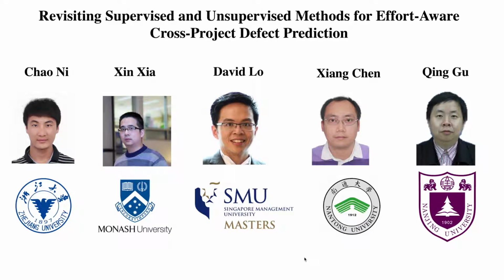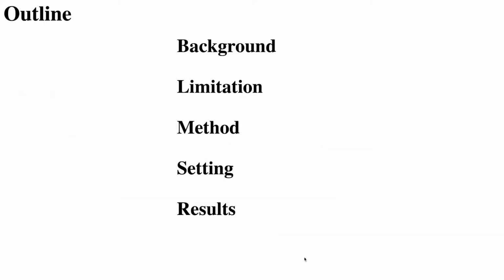I'm going to introduce our work, which is named Revisiting Supervised and Unsupervised Methods for Effort-Aware Cross-Project Defect Prediction. The information of the authors is listed as follows. My report includes 5 aspects: the background of the work, the limitations in previous work, the details of our proposed method, the setting in our experiment, and the final results we obtained.